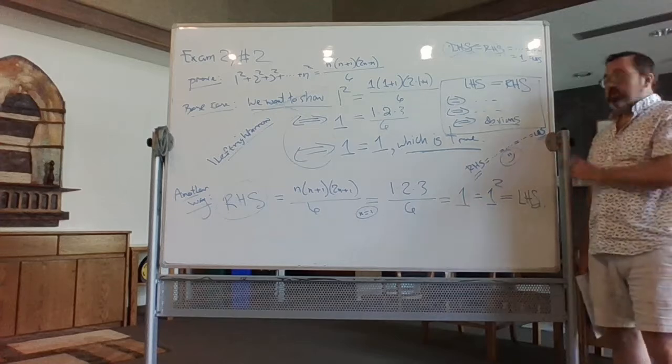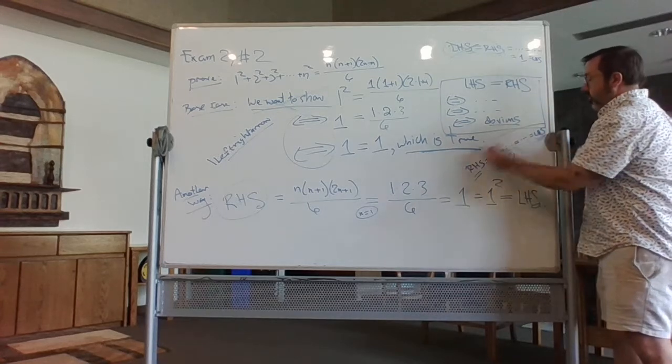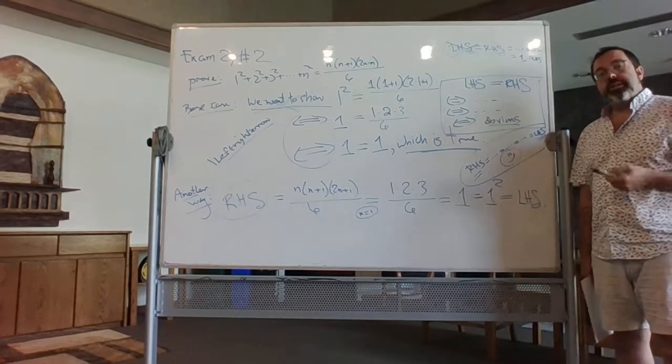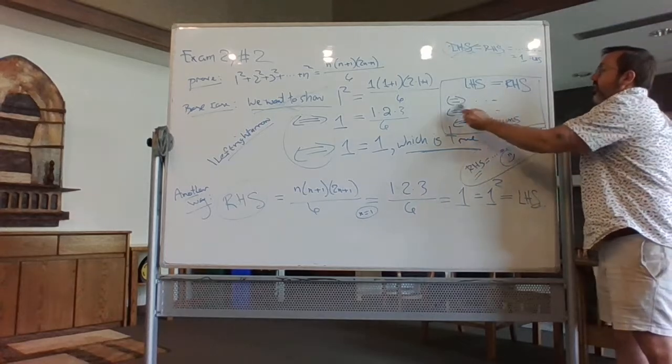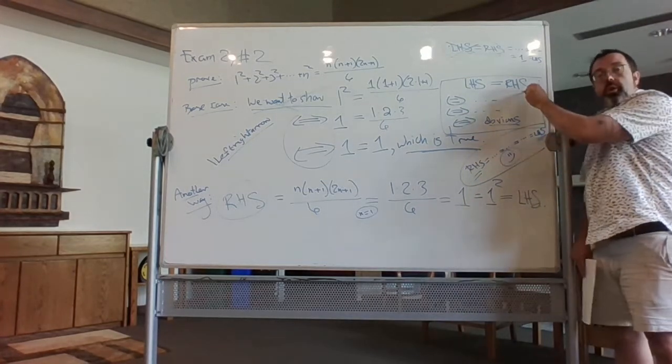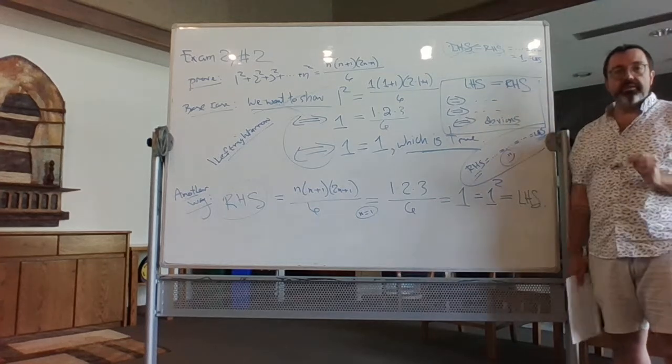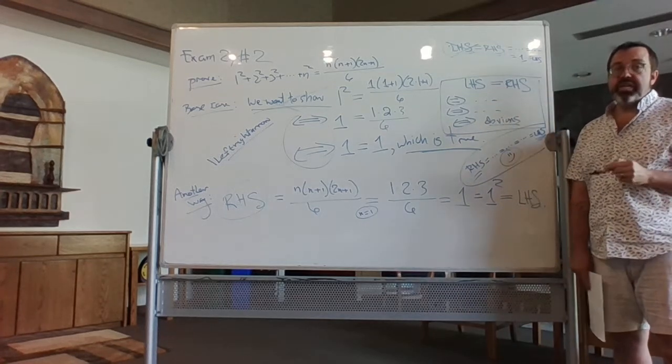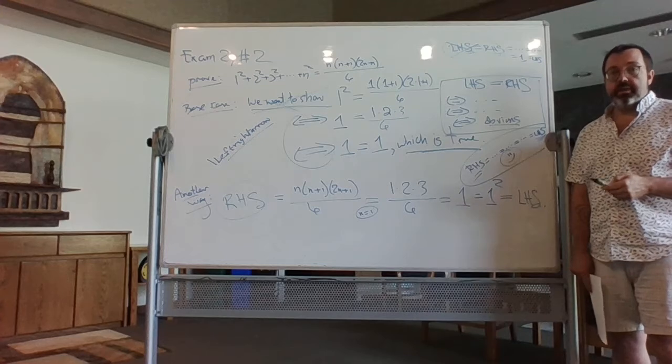So I hope that helps. Again, the two ways that you can do this in general are starting with one side and going to the other, or working with logically equivalent equations, starting with the one you want to show and reducing it to one that is obviously true.